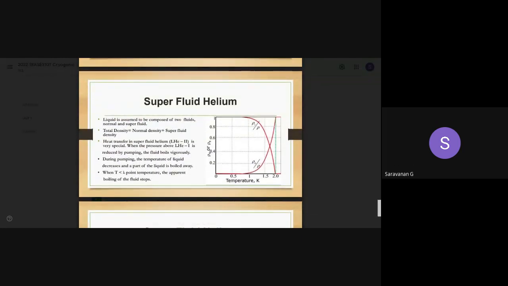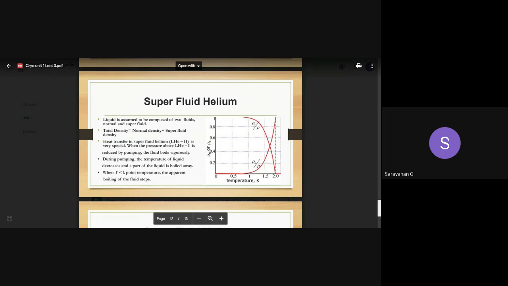As I already mentioned, the helium fluid comprises two fluids. One is normal, another one is superfluid. The normal fluid is liquid helium 1, and the superfluid is liquid helium 2. Below 2.17 Kelvin, it is a superfluid.